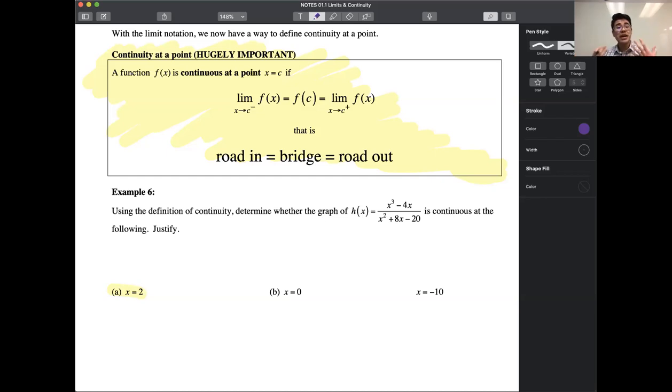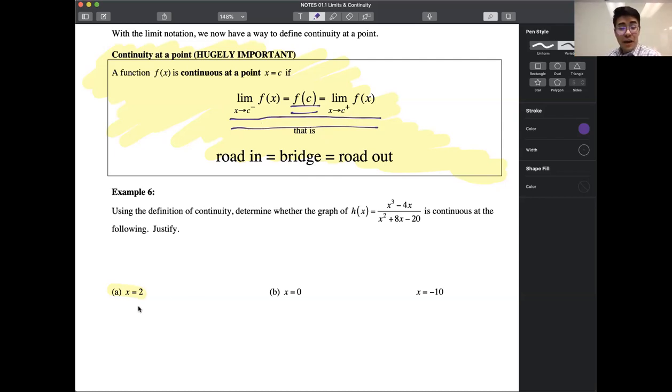So if a question asks you about continuity, you want to think about this definition that I have highlighted right here, right? You want to make sure you note that the limit as you approach from the left-hand side is equal to the limit as you approach from the right-hand side, which is also equal to the value of the function itself. So you have to prove that all 3 things are equal to show continuity.